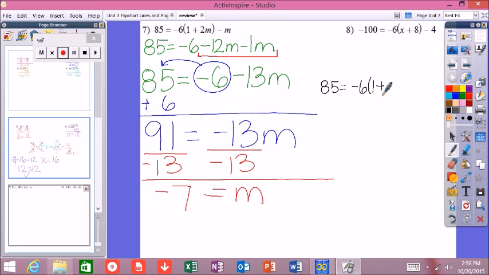Negative 6 with parentheses, 1 plus 2 times my m, which is negative 7, minus my m, negative 7. Look at how I plugged that in. It had a minus sign, and my number that I'm plugging in was a negative. Make sure you have both signs. You can simplify that right side on your calculator. And if we get 85, our solution is correct. And we do, so our answer is right.